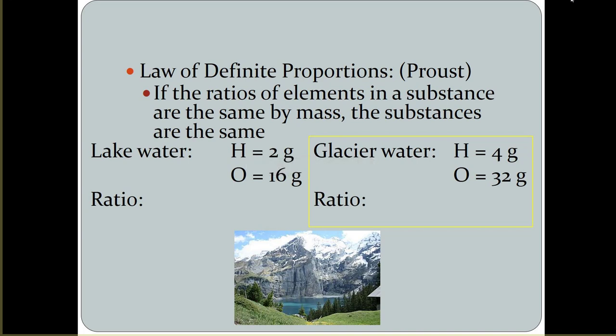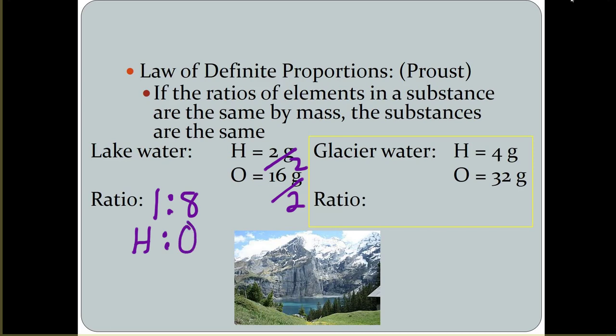For example, let's say he took his sample of water and he has 2 grams of hydrogen that he was able to generate by splitting the water, and he's able to have 16 grams of oxygen. Well, what is the ratio by mass? To figure this out, you always divide by the lowest number. So I'm going to divide each of these by the smallest number, which is 2, and I end up with a ratio of 1 to 8. So this is 1 part hydrogen and 8 parts oxygen.